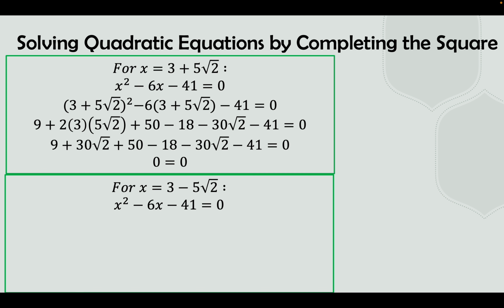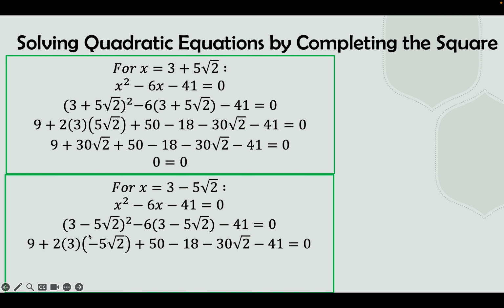Let's try x equals 3 minus 5 square root of 2. So we have 3 minus 5 square root of 2, squared, minus 6 times 3 minus 5 square root of 2, minus 41 equals 0. So let's simplify this one. We have 3 squared is 9. 2 times 3 times negative 5 square root of 2, plus negative 5 squared, which is positive 25 times 2, that is 50. Negative 6 times 3, we have negative 18. Negative 6 times negative 5 square root of 2, we have positive 30 square root of 2, minus 41.